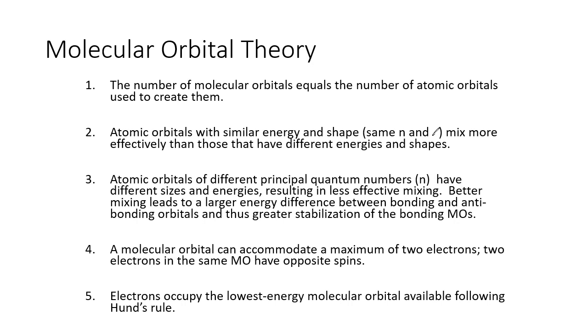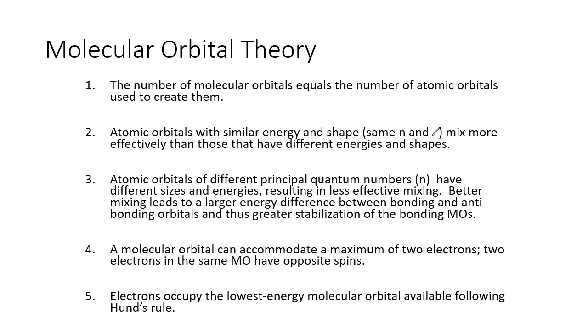Our third point: atomic orbitals have different principal quantum numbers. Atomic orbitals of different principal quantum numbers, n, have different sizes and energies, resulting in less effective mixing. So better mixing leads to larger energy difference between the bonding and antibonding orbitals, and thus greater stabilization of the bonding molecular orbitals. And I know bonding and antibonding does not make sense right now, but it will in the remaining slides. So when you get to the end of this presentation, you may want to come back to these points and revisit them with the new pictures in your head.